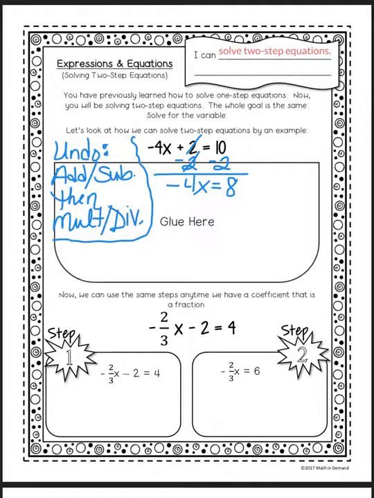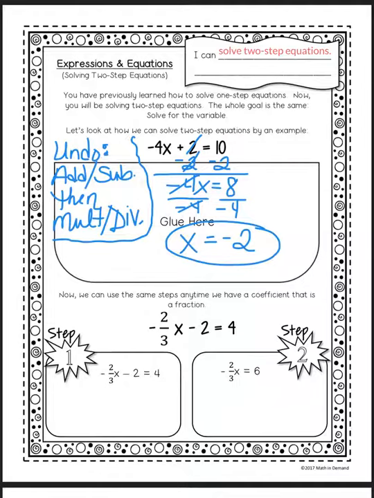Then we have multiplication. We're multiplying x by negative 4. The opposite of multiplying by negative 4 is dividing by negative 4. And then we're going to divide the right side by negative 4. On the left side, the negative 4's cancel out. X is by itself. That's what we want. On the right side, we have positive 8 divided by negative 4, which is negative 2. The answer is x equals negative 2. It's that simple.